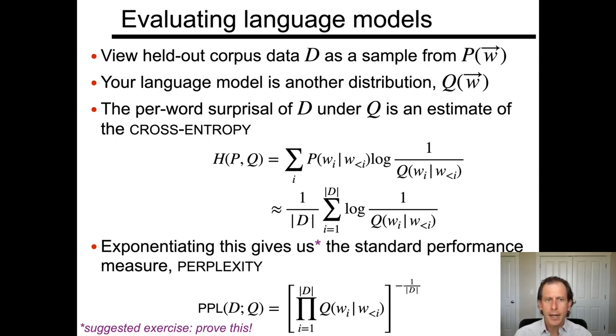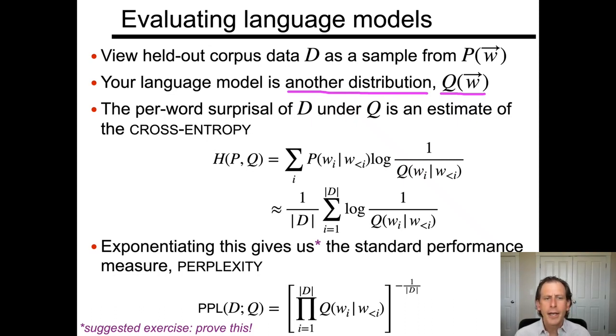Let's view held out corpus data. So I trained a model, and I have new data that it didn't see during train time. I'll call that data D. It's held out data. I'm going to view that in a probability way as a sample from some distribution P over word sequences. Now my language model is another distribution over word sequences. It's not the actual corpus distribution for sure, because we don't have access to the corpus distribution. But it's an estimate of something like that, and we'll call that other distribution Q. That also puts probability distributions over word sequences.